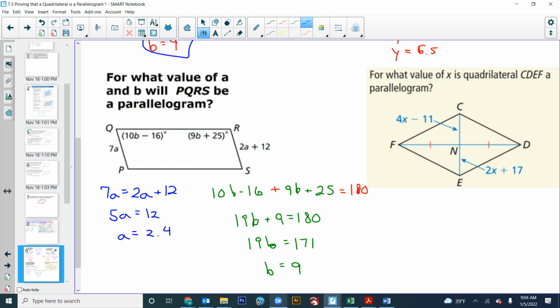All right. 7 times 2.4, 14, 2.8, was 16.8. Is that right? Mm-hmm. And 4, and then 0.8, 16.8. Yep. All right, now we'll plug in 9 for b. We get 90 minus 16. You get 74. 74 degrees and 106 degrees.